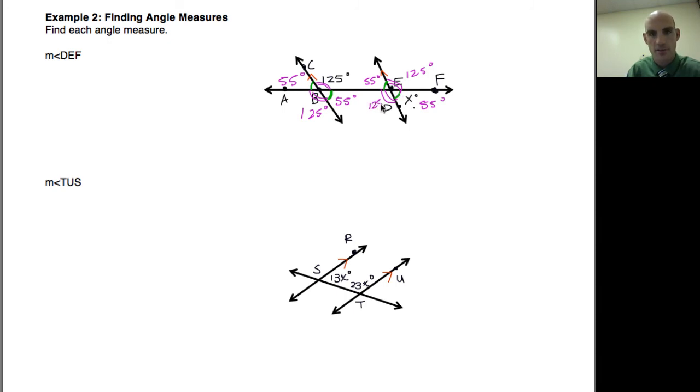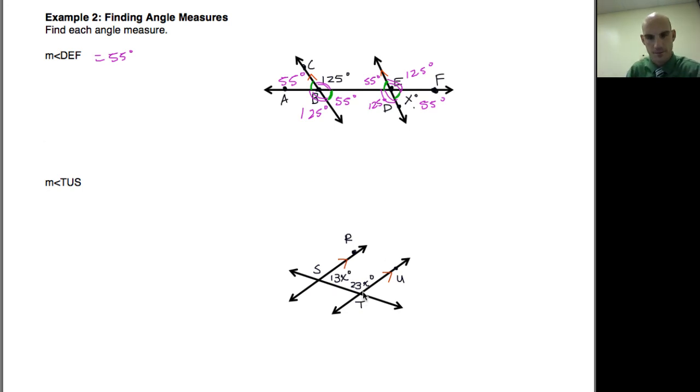And this one's 125. So what is the measure of angle DEF? It's 55 degrees. Because it's a linear pair with 125. It's an alternate exterior angle with the other one that's 55. It's a vertical with one that's 55. Okay, there's a lot of different reasons why it is what it is.